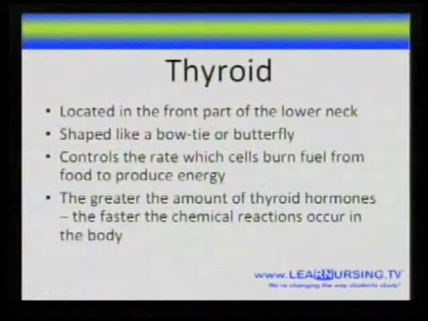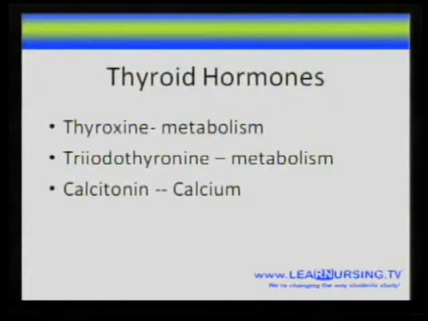But the greater amount of thyroid hormones that you have, the faster the chemical reactions occur in your body. So if I have a lot of it, you're going to see super fast reactions. If I don't have enough, it's going to be way slowed down. That's the difference between hyper and hypo. So the hormones that we're talking about, thyroxine is the metabolism one. Triiodothyronine, can you even say those? They're very big words. They're both basically metabolism, the first two on your screen. The last one is calcitonin, and it controls the calcium level in your body. We'll talk about that a little bit more when we hit the parathyroid.